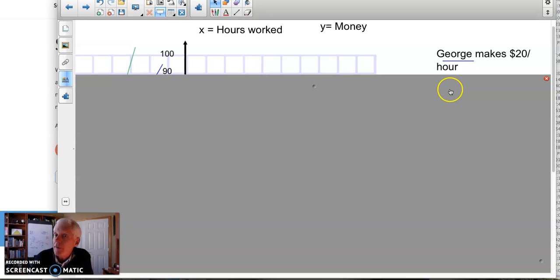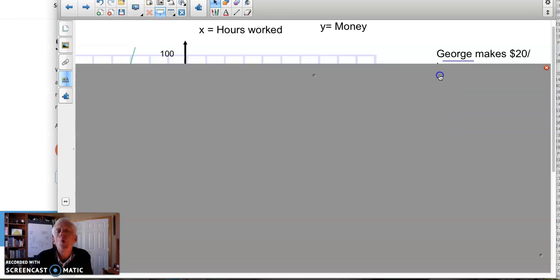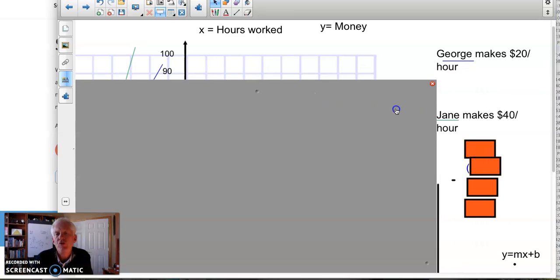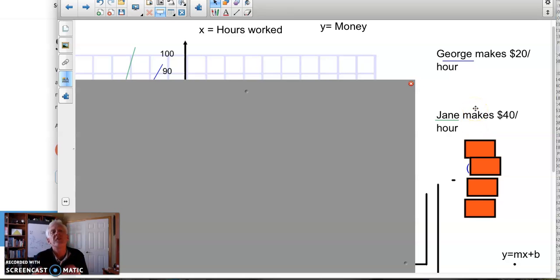Jane, his wife, makes $40 an hour. We're going to use the same letters. Y is going to stand for how much money Jane makes, and X is going to stand for how many hours Jane has to work. So for now, we're just doing George and Jane talking about their jobs. And of course, now we want to put it on a graph, or somehow look and see who makes more money and how much, and a lot of different things that we can figure out.